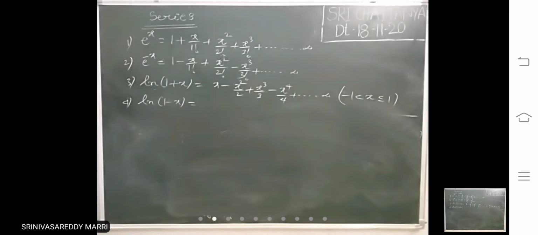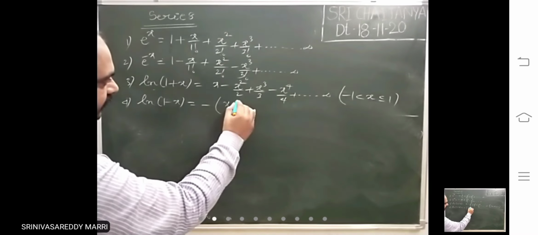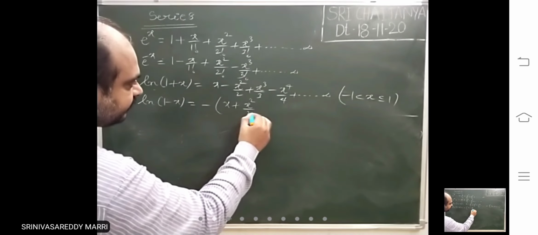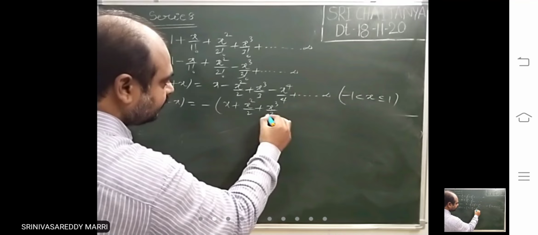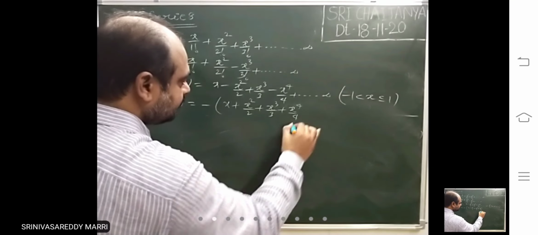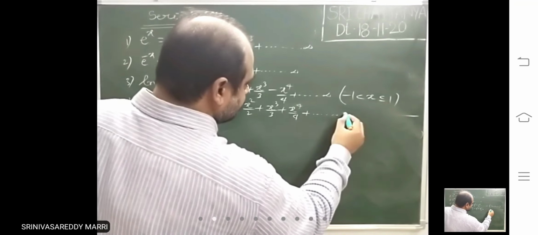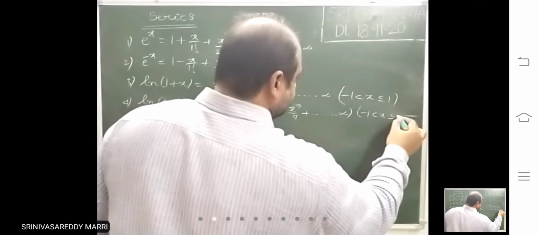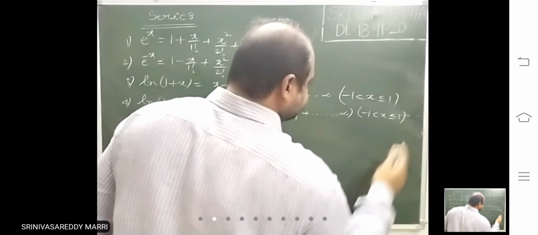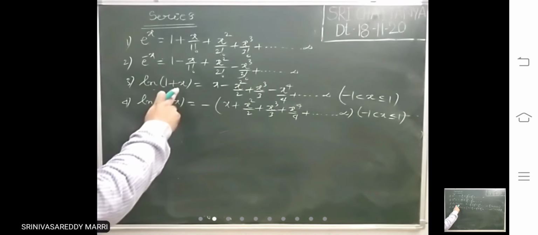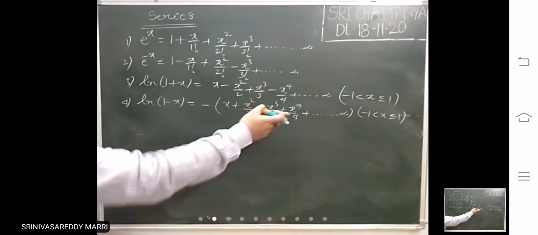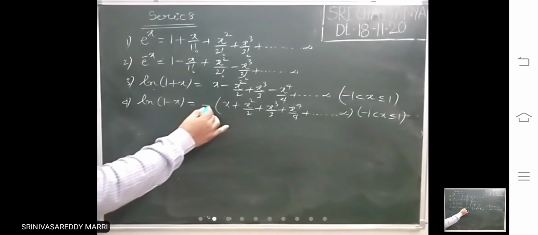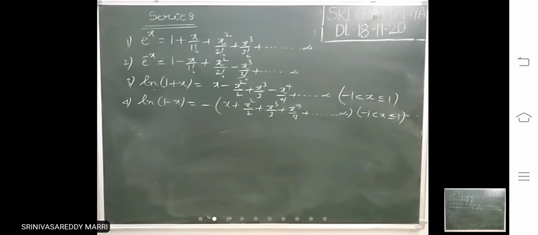Whenever you get log of 1 minus x to the base e, this is the formula. Minus of x plus x square by 2, x cube by 3, and so on, infinity. This series will be defined when x lies between minus 1 to 1. Right? Just here in place of x, you substitute minus x, you will get this. So minus of complete plus here. This is log of 1 minus x. Next.